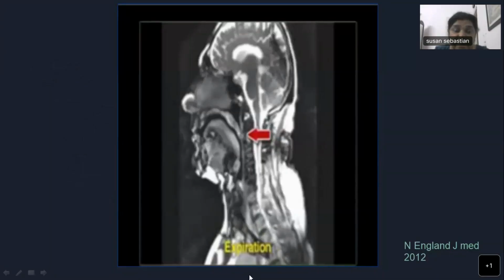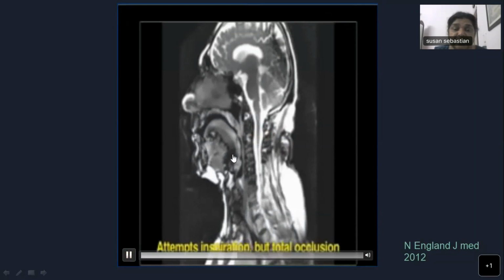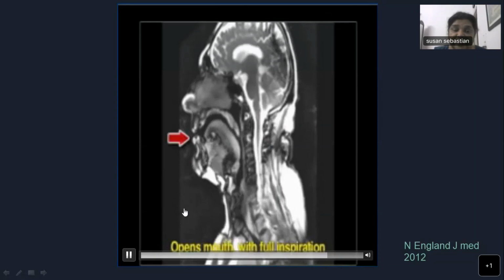This is a dynamic MRI. It gives you a picture of the dynamic state of the airway. See, you can see this is the palate, this is the base of the tongue. See, the palate is coming and obstructing, and the tongue base is also coming and obstructing. This can be done in the awake state or under sedation, so that you get a clearer picture as to what's happening during sleep.